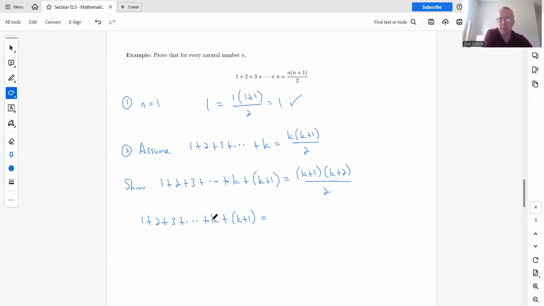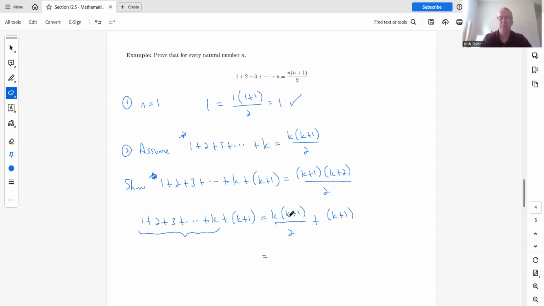Normally the first step to doing this is to use your inductive hypothesis, which is this. So here's our inductive hypothesis. This says the sum of the first k numbers is k times k plus 1 over 2. So we can replace these first k terms with k times k plus 1 over 2. And then, of course, we have k plus 1 right here. So we're replacing these k terms by this, and then we still have the k plus 1 that goes there.